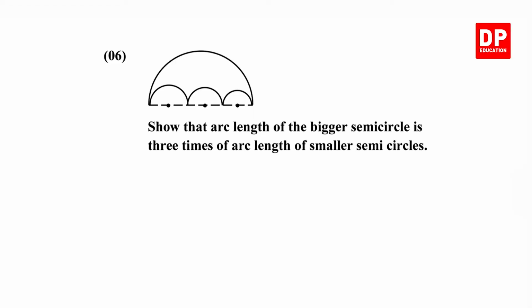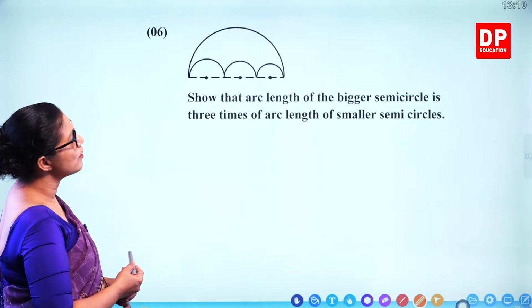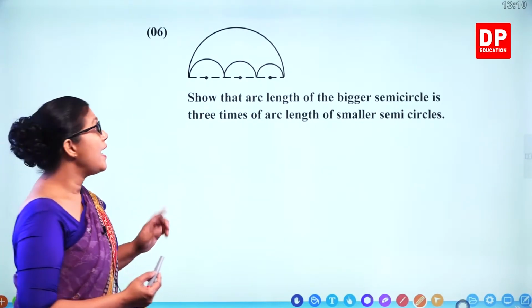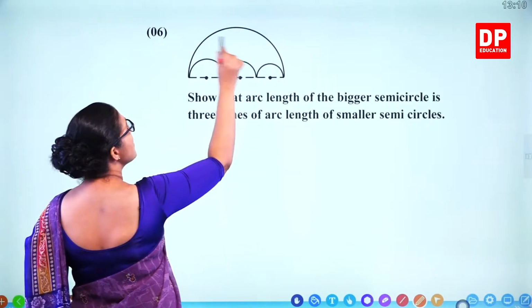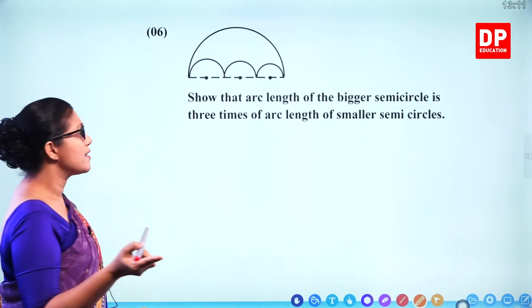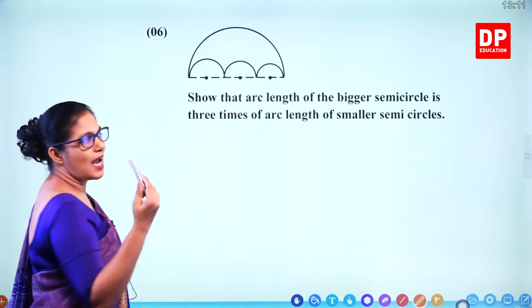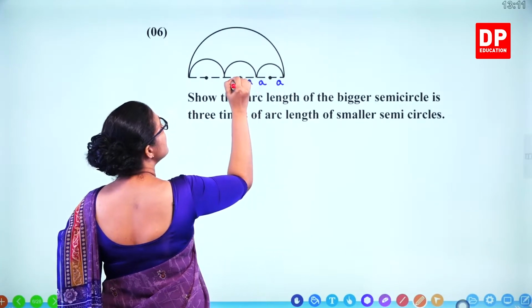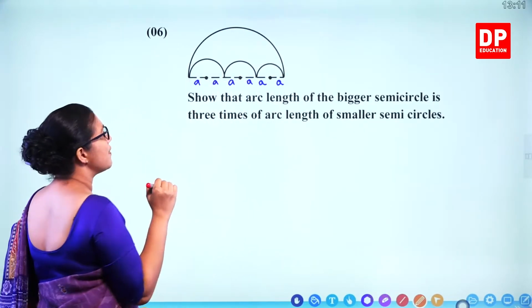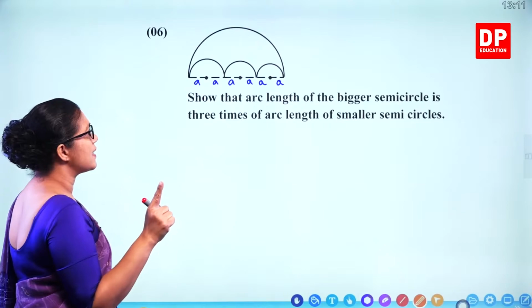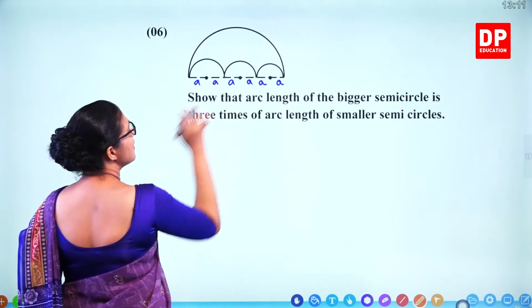Question number 6. Show that arc length of the bigger semicircle is 3 times the arc length of the smaller semicircles. In the lesson, I explained if this is 3, you get the same as 3 times. If it's 2 semicircles, this is equal to 2 times the smaller ones. If it's 4, 4 times. So it's easy to show. If this is A, this is A. All these radii are the same length, A. Then what's the radius of the bigger semicircle? 3A. A, 3 times, 3A.